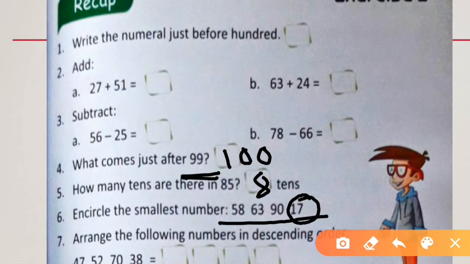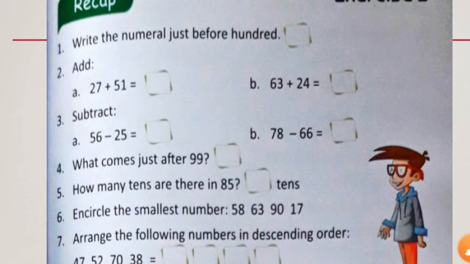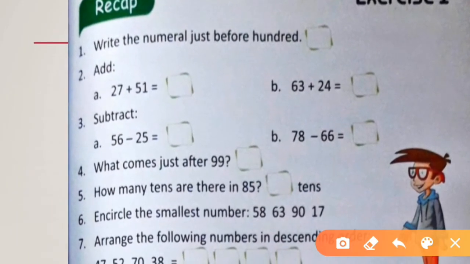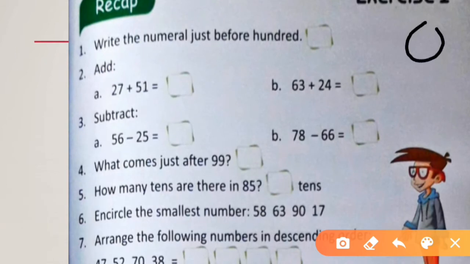Number 7. Arrange the following numbers in descending order. Descending order starts from bigger number to smaller. This is descending order. Okay?